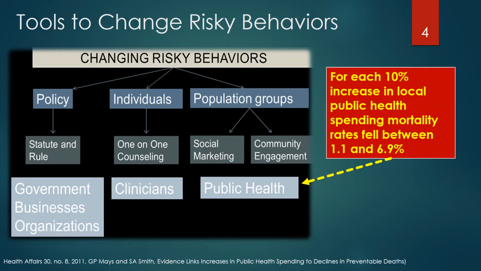There are 3 major sets of tools to change risky behaviors: policy, influencing an individual one-on-one, the clinical approach, and population-based interventions. Policy is developed by local, state, and federal governments, businesses, and organizations, and is an effective tool to encourage healthy behaviors, but must be implemented and enforced. Clinicians are trained in one-on-one counseling, another powerful strategy to change risky behaviors. Population-based interventions provide another potent behavioral impact and can be divided into 2 major tool subsets: social marketing and community engagement.